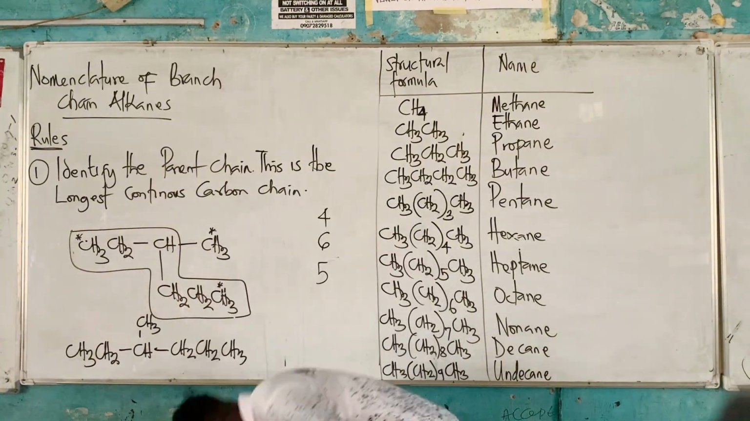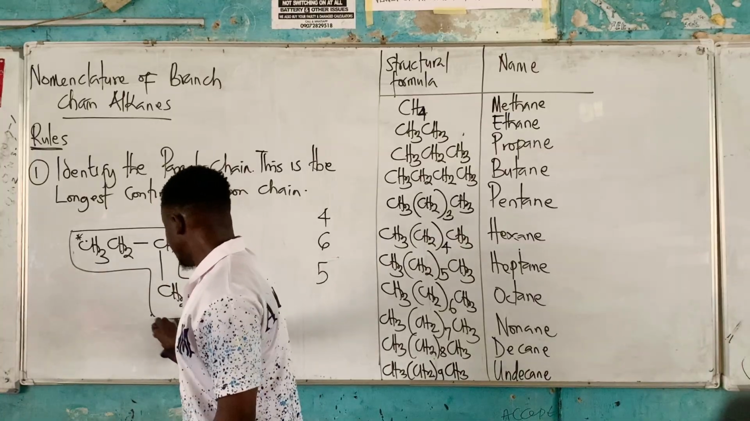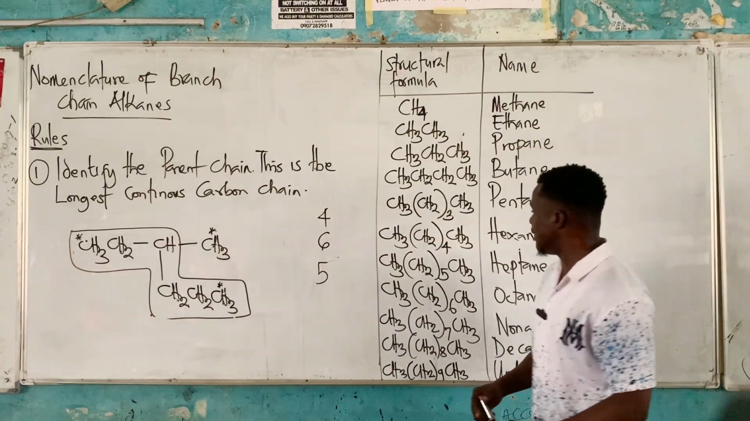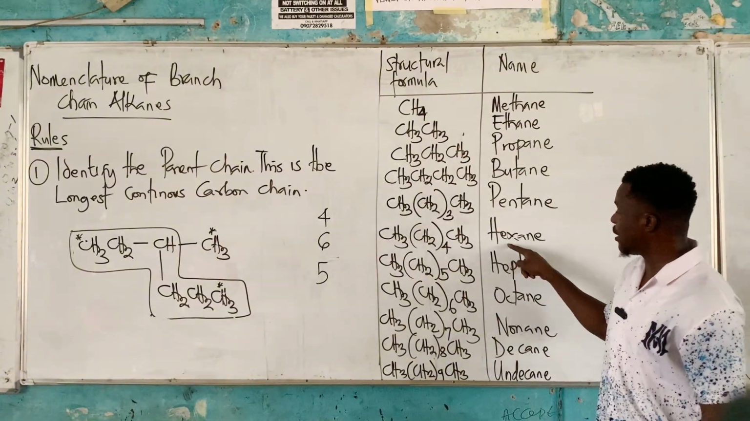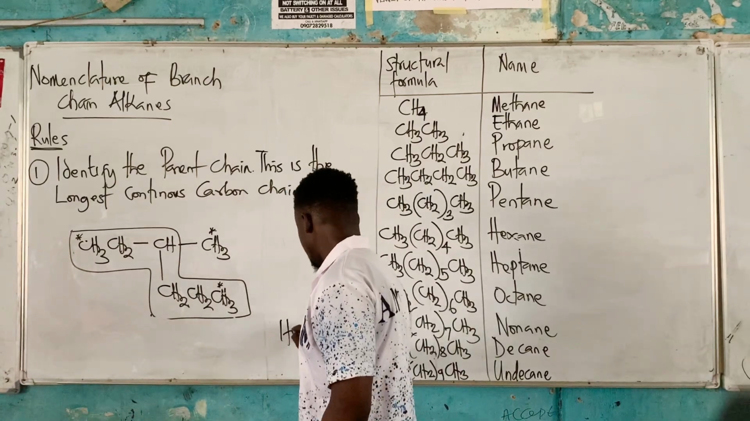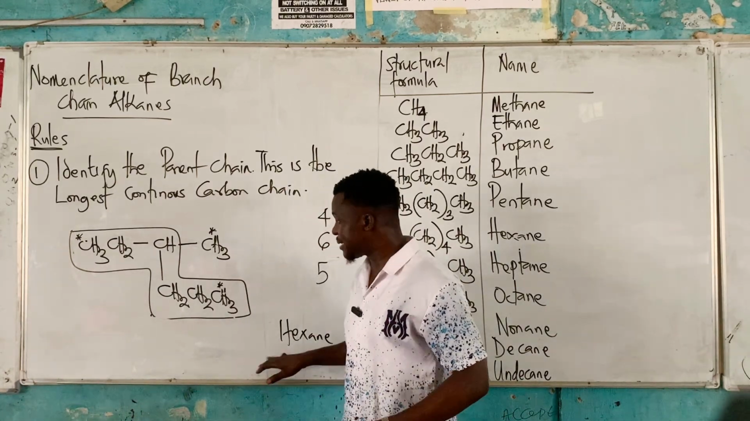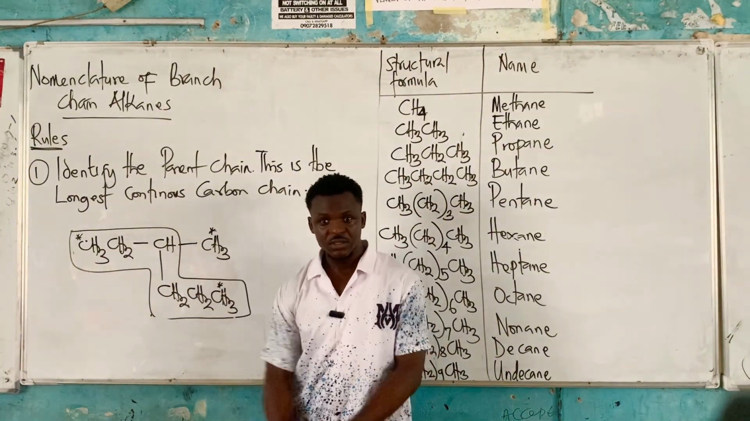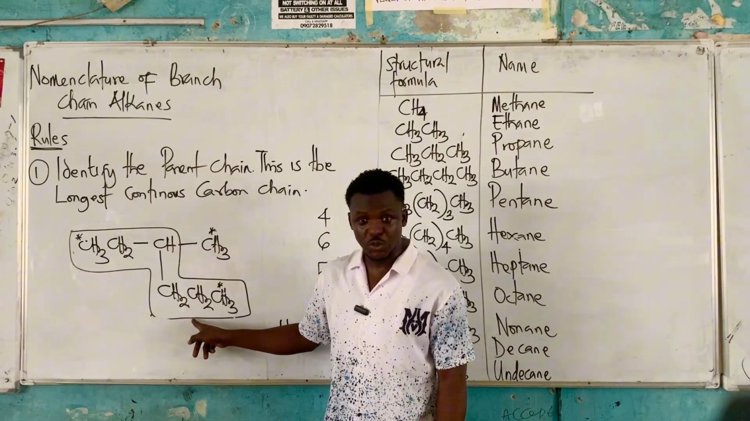Now, class, the name of this parent chain, how do we name it? 6 carbon alkanes. 1, 2, 3, 4, 5, 6. 6 carbon alkane is what? So the name of this parent chain is what? This is not the name of the compound. This hexane is not the name of this compound, right? But the name of the parent what? Chain. Now, but if you look, this guy has a branch point, is it not so?